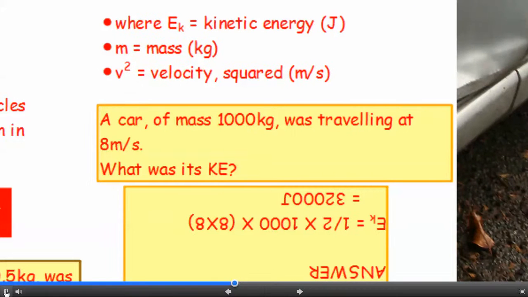So have a go at this. A car of mass 1,000 kilograms was travelling at 8 meters per second. What was its KE? Pause the video, do a quick calculation, and then turn yourself upside down and check your answer.